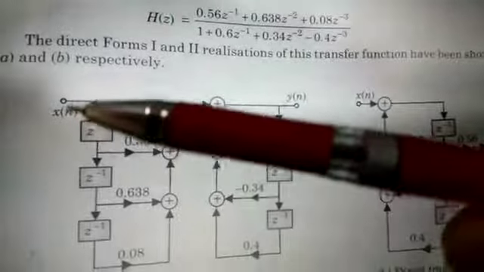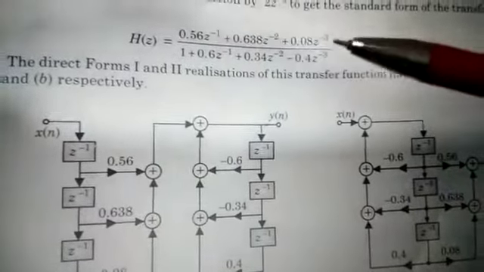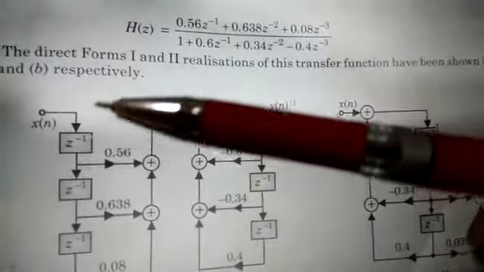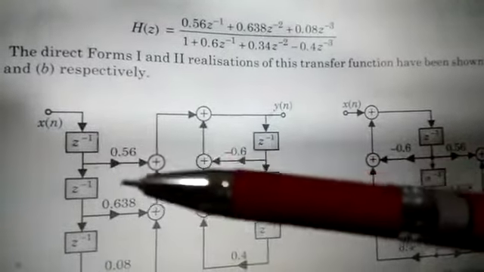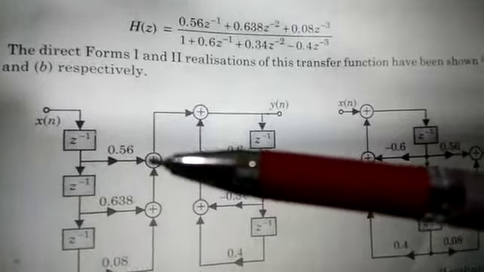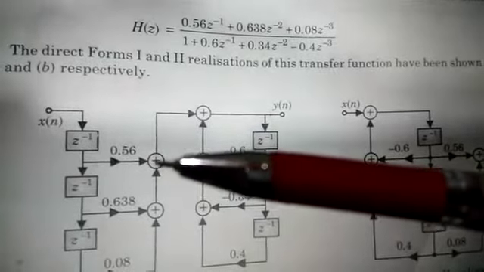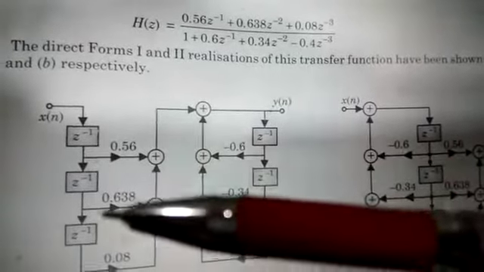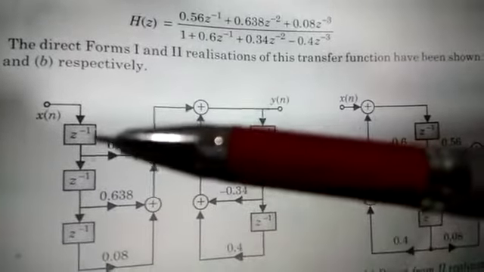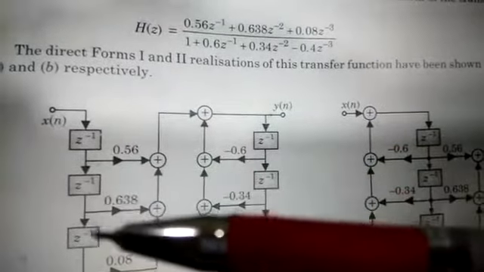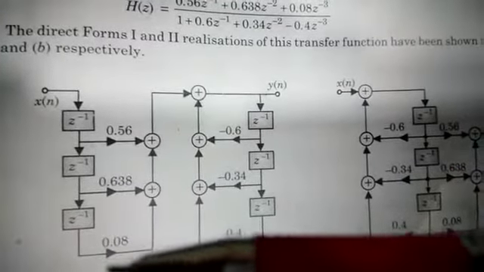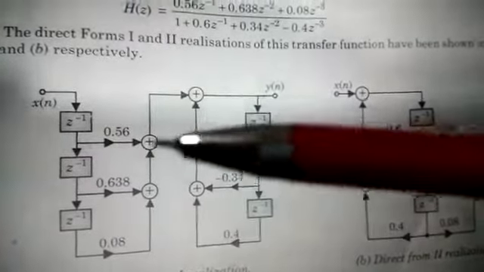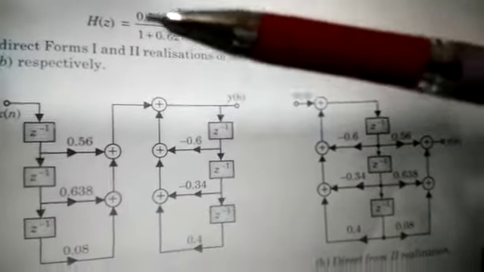0.56 z inverse. Here we don't have the term 1, so no need to put the line here of unity. So here x of n z inverse, you will get 0.56 x of n minus 1, or 0.56 z inverse. You will get 0.638 z inverse, that is z to the power minus 2, and here you will get 0.08 z to the power minus 2. All will be added here, so you will get this term.